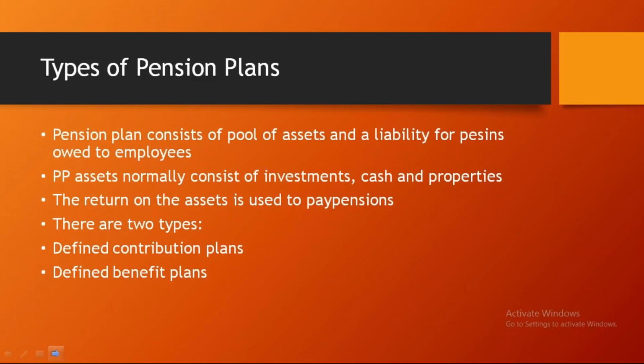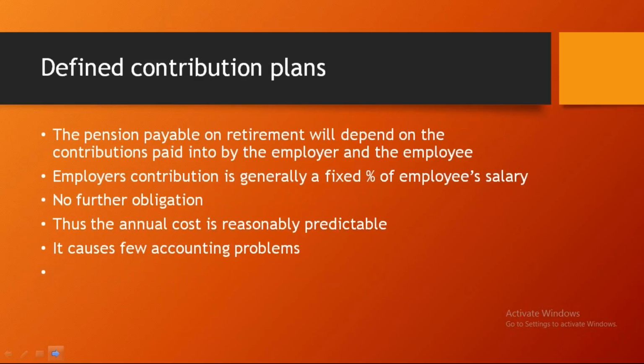But you have to remember there are two types of plans. A pension plan consists of pooled assets, a liability for pension owed to employees. Pension assets normally consist of investments, cash and other properties. There are two types: one we call defined contribution plans, the other what we call defined benefit plans. So what is a defined contribution plan? On all the questions we came across, we had defined benefit plans. That is, we have basically told our employee that at the end of retirement, he will get 80% of the last salary or 90% of the last salary till he goes to heaven. He will be getting that amount every year. So that is what we call a defined benefit plan, right?